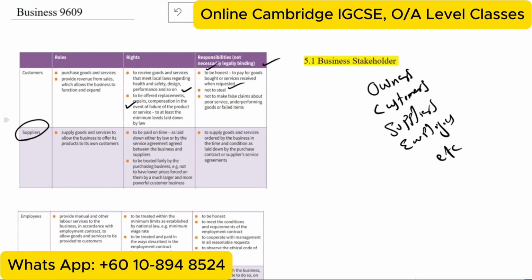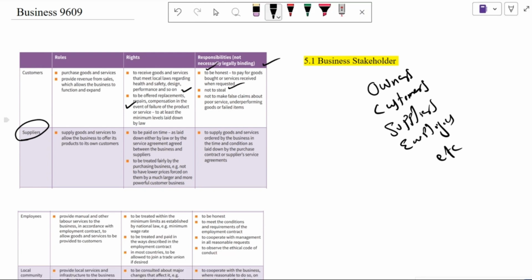Then obviously the purchasing business has to treat them fairly. For example, not forcing lower prices by a much larger and more powerful customer business. If you have a very strong business, you can't ask them to give to us at a lower price. You just have to be fair with them. Try to give them the fair money they deserve. So these are their rights as well.